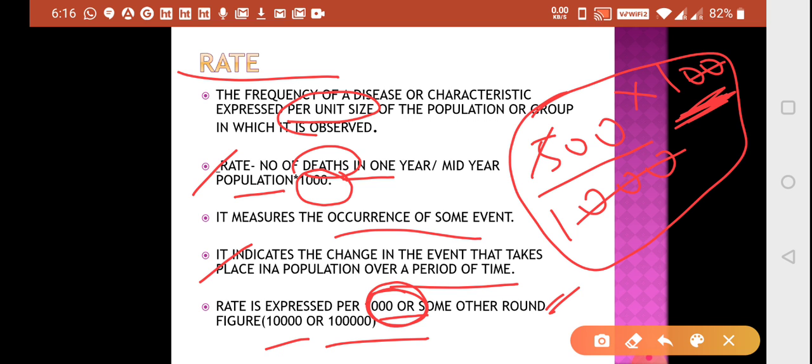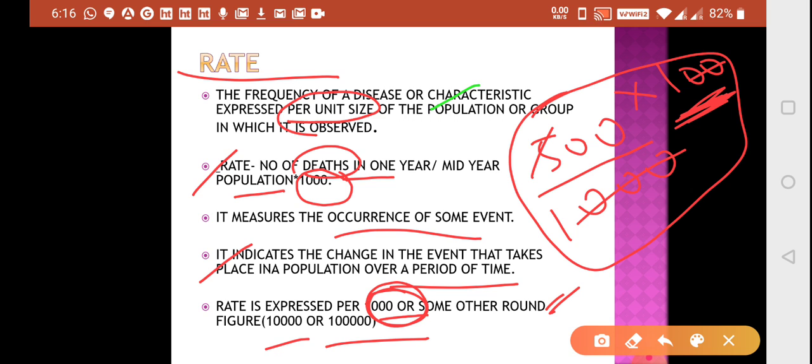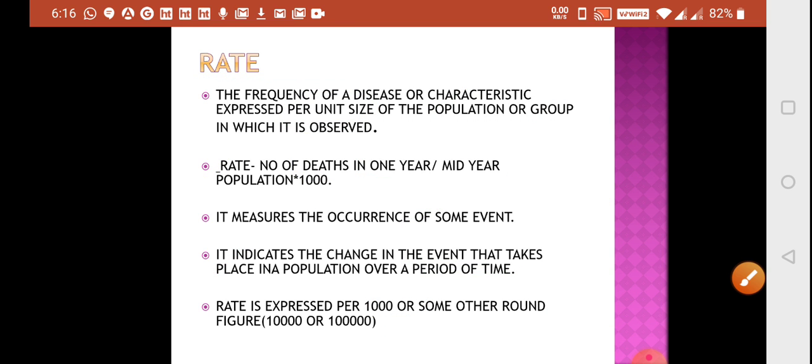So basically it is going to tell you about the frequency of the disease. One thing, it is going to tell you a frequency of disease per unit. Second thing, it is multiplied by 1000. Third thing, it is telling you about the occurrence of some event. Fourth thing, it will tell you about the changes in the event that takes place in a population over a period of time. So simple concept, not much is asked over this.